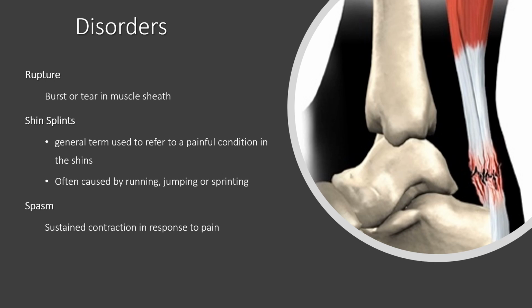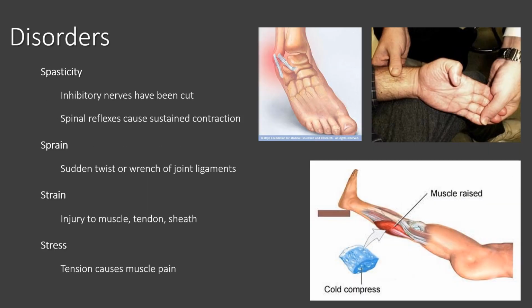A spasm is a sustained contraction in response to pain. Spasticity is a term given here to the condition where the inhibitory nerve has been cut. This causes the spinal reflexes to keep a sustained contraction, and quite often people with this condition will have an arm that is pinned to the body in a flexion action, and although you can extend it out by force, it will not stay extended, it will flex back, and this is a problem with the inhibitory nerve.